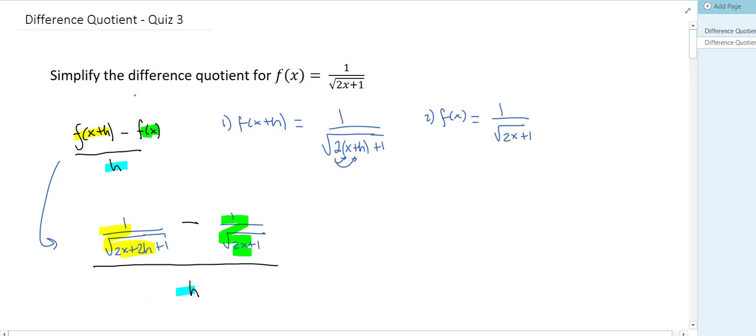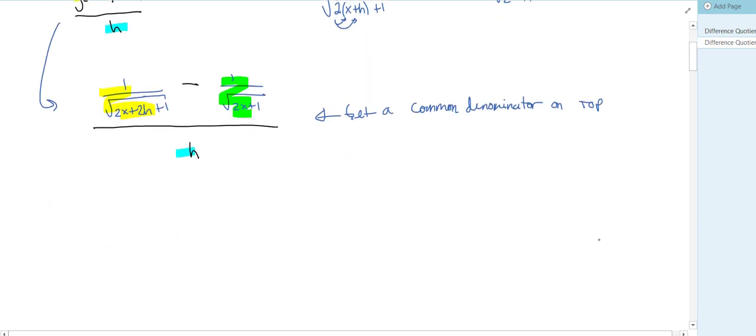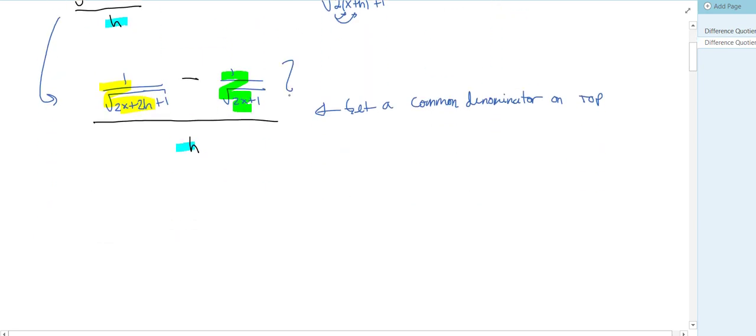So with the difference quotient, the goal is to eliminate this h from the bottom. So normally when we have radicals, we multiply by the conjugate, but here I don't have just the radicals, I have 1 over a radical. So my first step here is to get a common denominator in that numerator. Get a common denominator on the top. And when I say on the top, I mean this top, the top of the whole thing over h, the f of x plus h minus f of x.